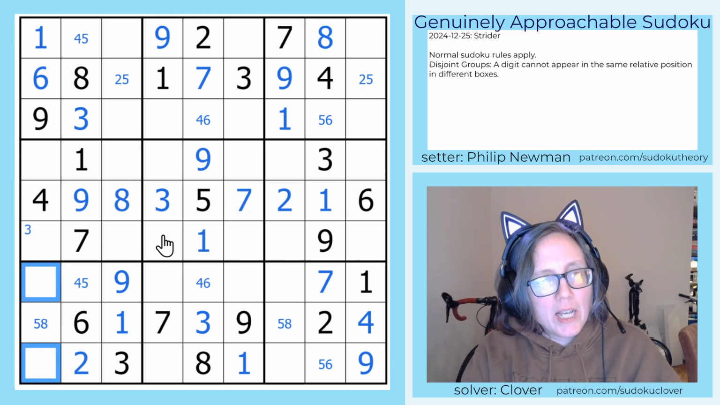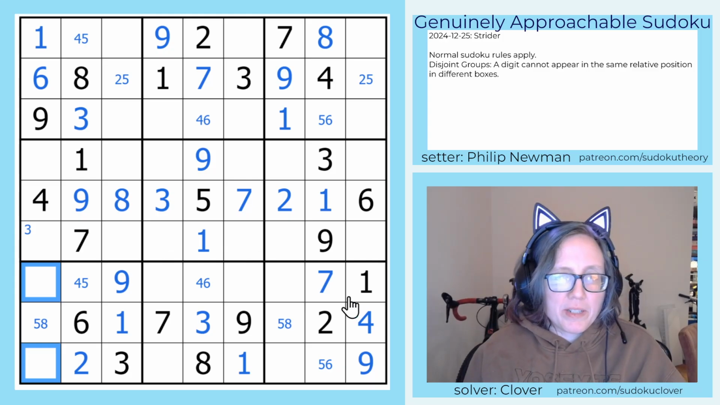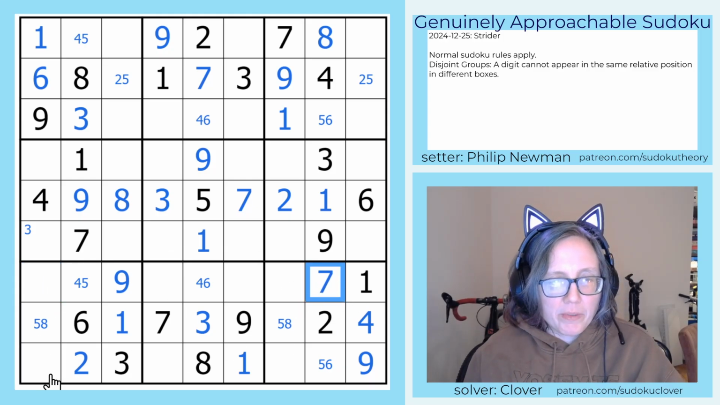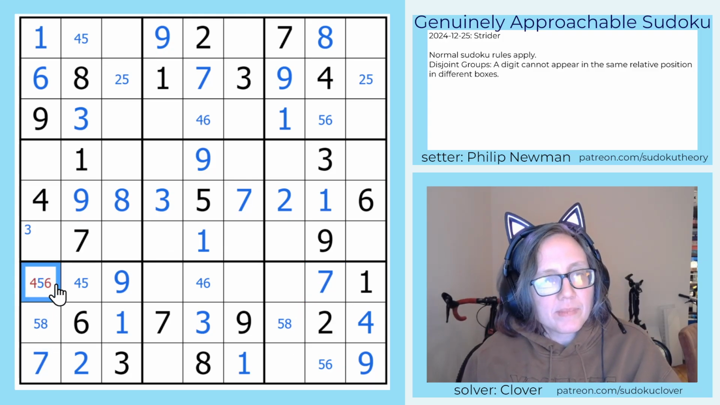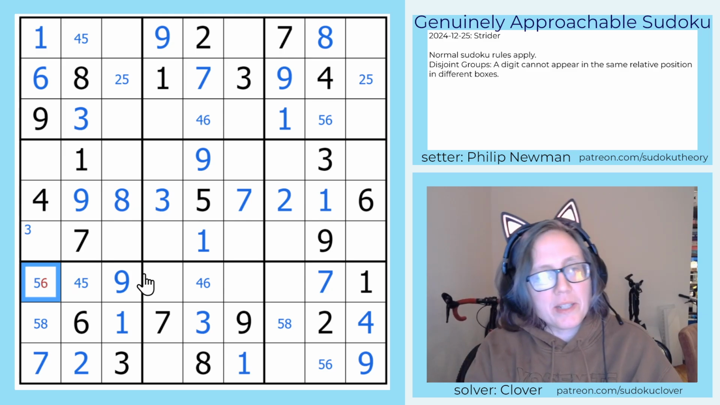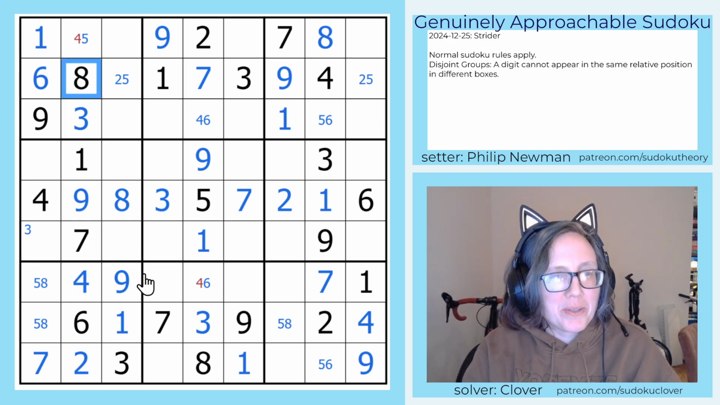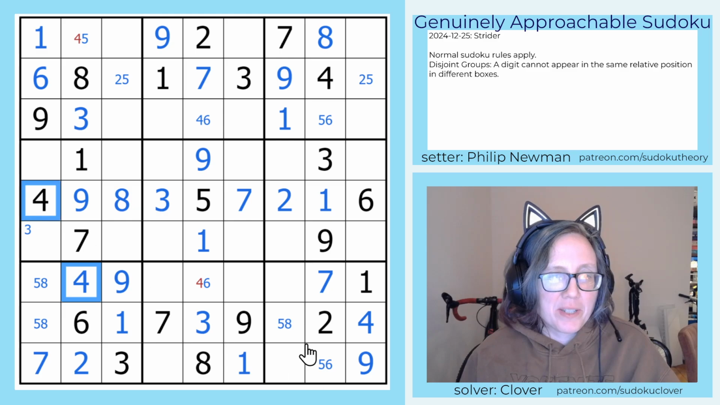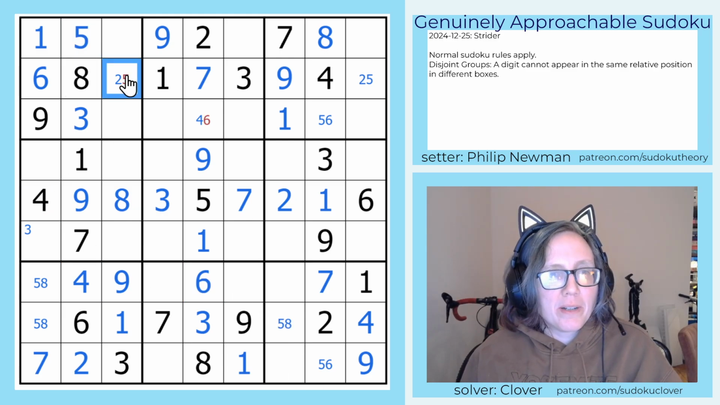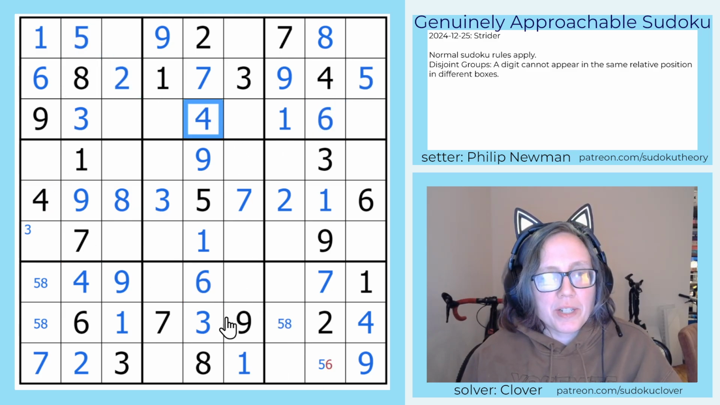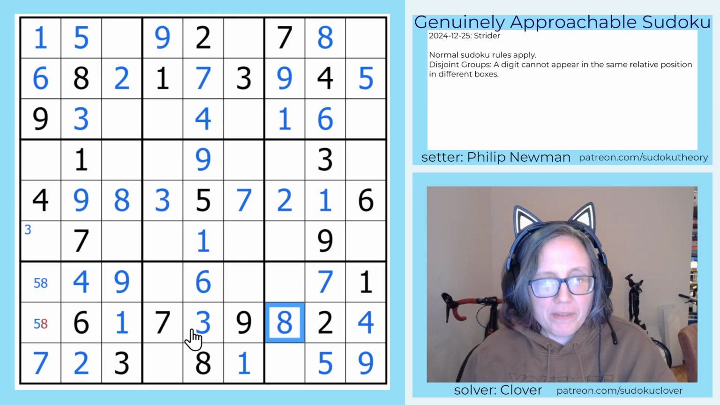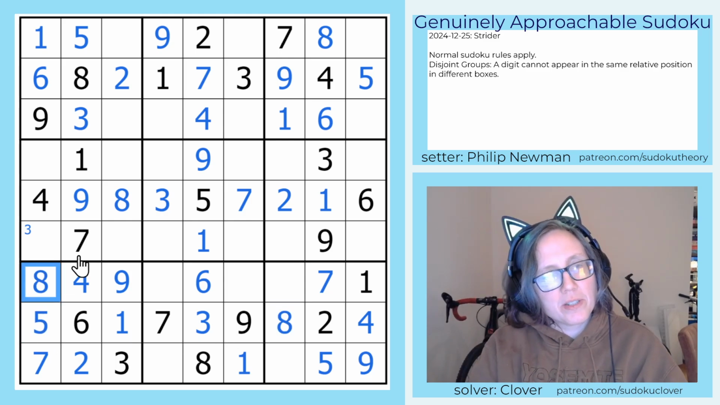Okay. Now we need to place a 7 in one of these cells. It can't go in the top left because of this 7 right there, so it goes right there. That is either a 5 or an 8, and my 4 goes there because there's a hidden 4 in this region. And that's going to resolve quite a bit via just ordinary Sudoku, so I'm going to follow up on all of that first before I do anything else.